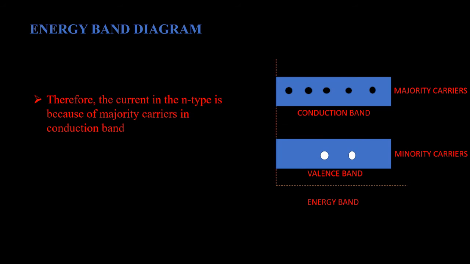Earlier, once the impurity is inserted into the pure semiconductor, a large number of electrons are formed in the conduction band. So there is also thermal excitation in the semiconductor. As always, majority wins, and the energy band diagram suggests that there is a smaller number of holes in the N-type semiconductor. So the current in an N-type semiconductor is due to the majority carriers in the conduction band, that is electrons. Therefore, the current in the N-type is because of majority carriers in the conduction band.